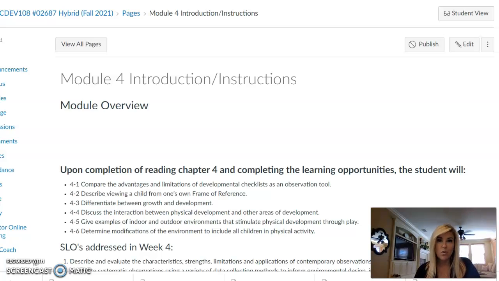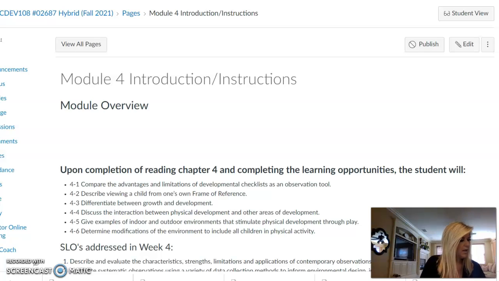We are in module 4 this week, and in our textbook we will be covering chapter 4. Chapter 4 talks about utilizing checklists to look at physical development. Our textbook also states checklists are a method of documenting the presence or absence of a skill or behavior in a developmental sequence. So you're either going to check that you see it or that you don't.